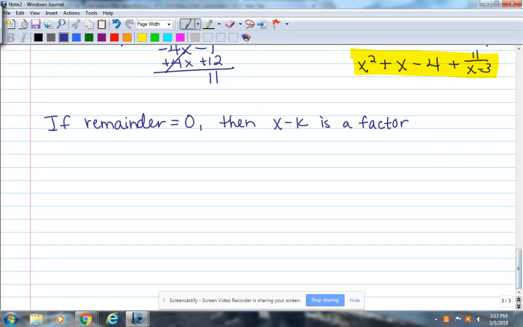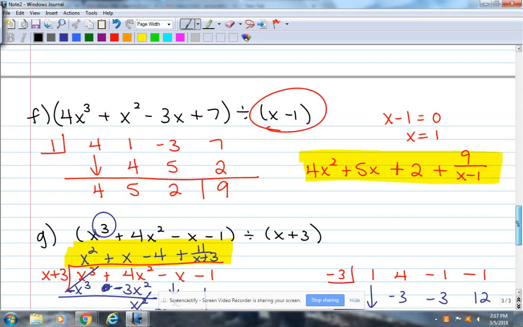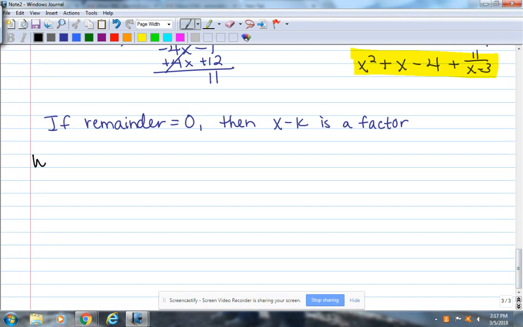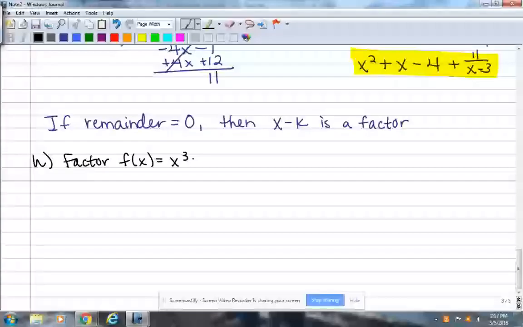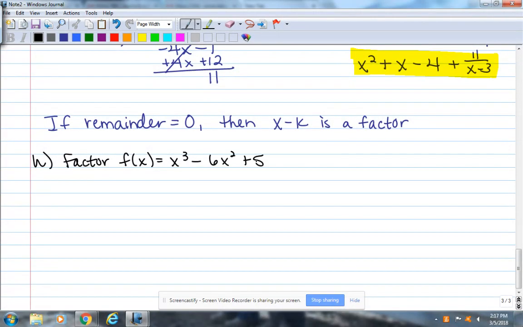This one is going to tell us to factor some more. So what example number are we on? GH. Okay. Factor f of x, which is just a function, equals x to the third minus 6x squared plus 5x plus 12 completely. Now, we did some of that factoring completely stuff before. Given that x minus 4 is a factor.